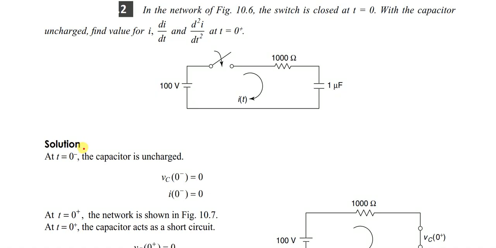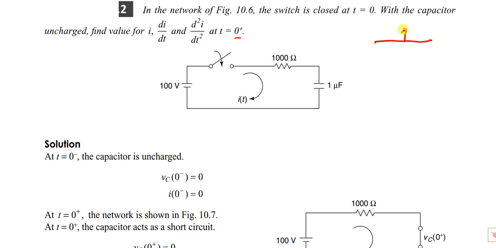In the network shown, the switch is closed at t equals 0 plus, with the capacitor uncharged. Initially, the capacitor is uncharged. Find the value of i, di/dt, and d²i/dt² at t equals 0 plus. So I'll repeat once again.